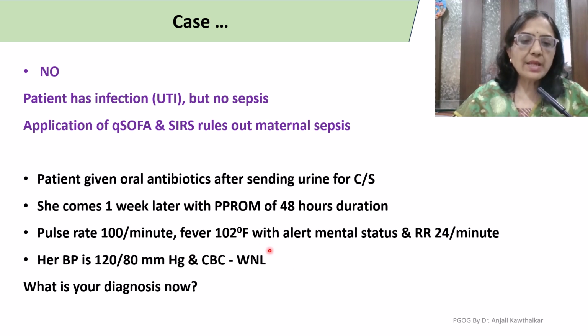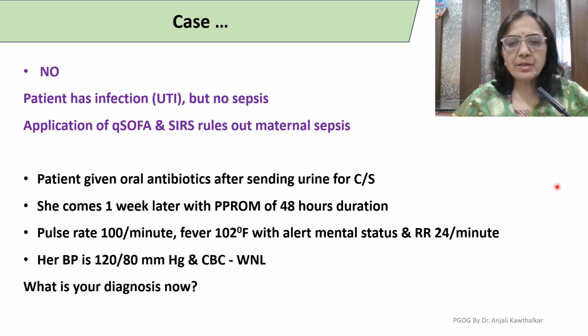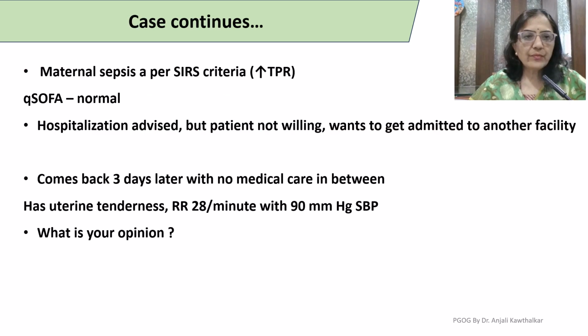If you apply SIRS criteria, you will find that pulse rate is more. She has fever also, and respiratory rate is also greater. So though WBC count is normal, all these three are positive, and by SIRS, she becomes a case of maternal sepsis.